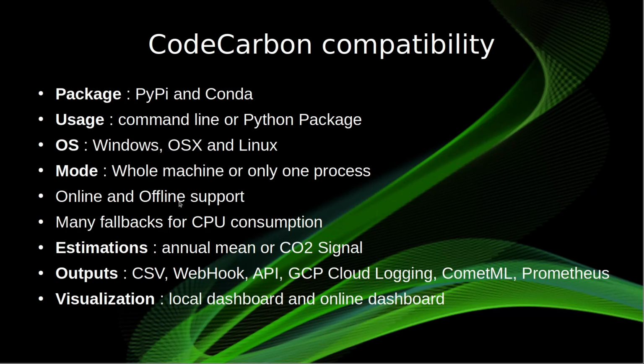We also support offline mode if you run your process on a computer that has no internet. And we have fallbacks on CPU consumption depending on the machine. You could have annual mean or CO2 signal in the API of Electricity Map. And we could output the data in CSV, to a custom webhook, or to the API of CodeCarbon to have data on the dashboard I'll show you.